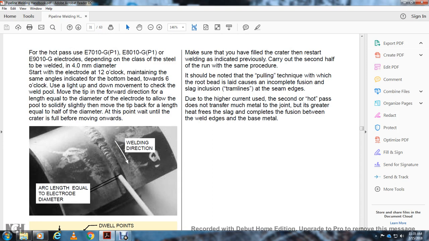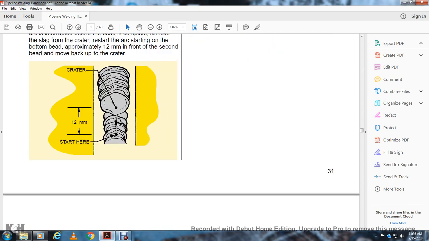Defects are caused by incomplete fusion, slag inclusion, and tram lines at the edge from higher current, with a second hot pass that does not transfer the metal to the joint, and high freeze with slag, giving incomplete fusion between the weld edge and the base metal.